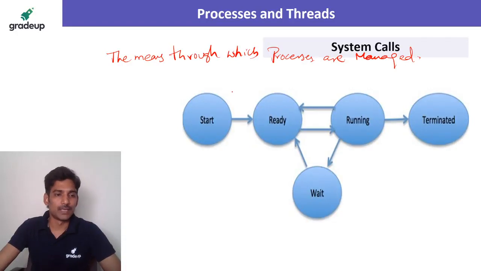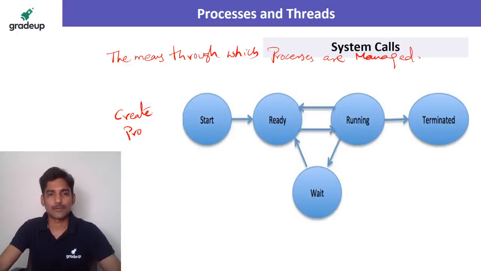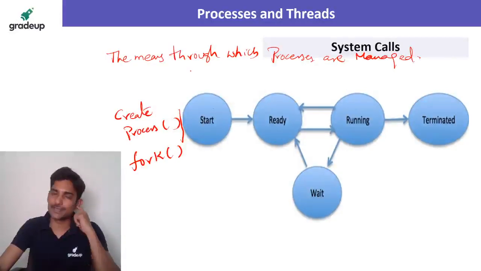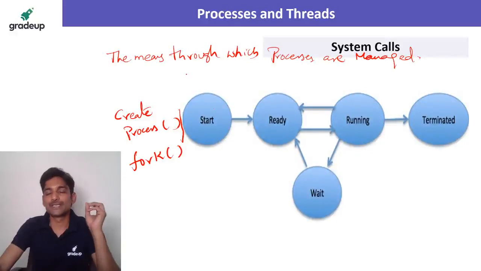Okay, Manu, good evening. Mahesh, good evening. So what would be the system call to create a process? Create process or fork, you can say. For Windows kind of operating system, one system call. For Unix kind of operating system, another system call.